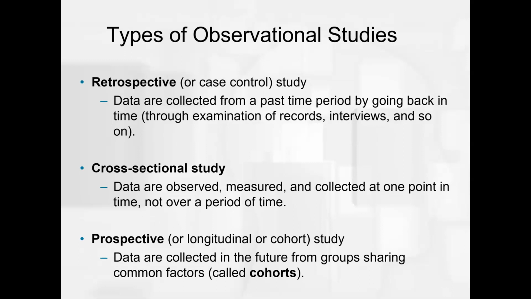A retrospective or case control study is when data are collected from a past time period by going back in time through the examination of records, interviews, and so on. A cross-sectional study is when data are observed, measured, and collected at one point in time, not over a period of time. And a prospective or cohort study is when data are collected in the future from groups sharing common factors.